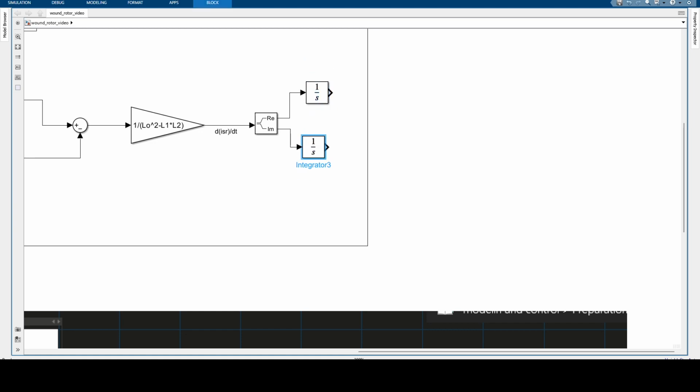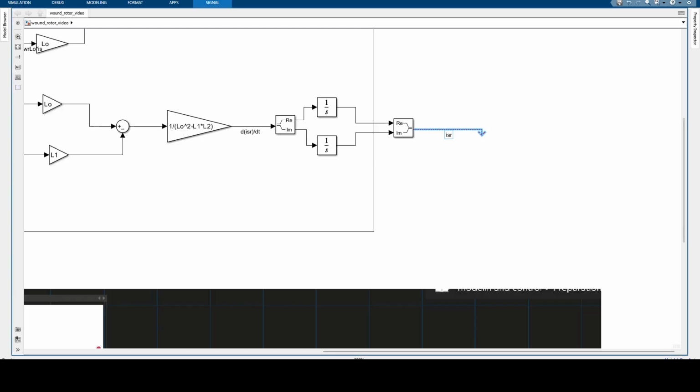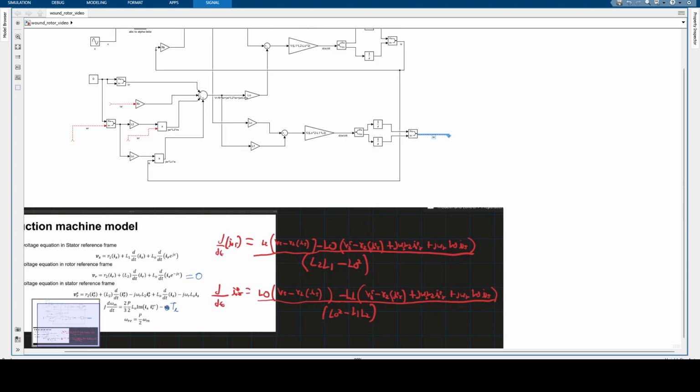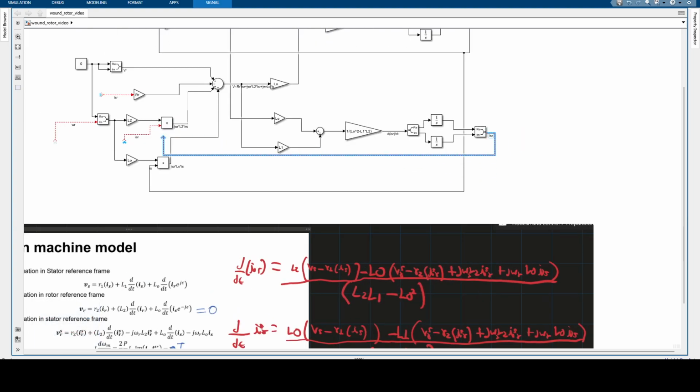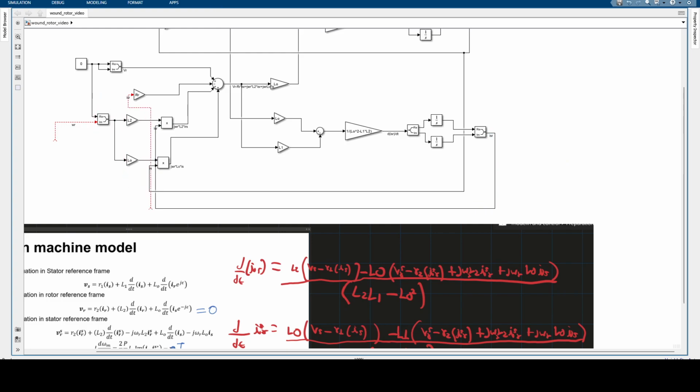After integrating each component, we can join them again. And like that, we get our ISR. And which terms needed ISR? We have one here. Okay, so like this. And we have another here.